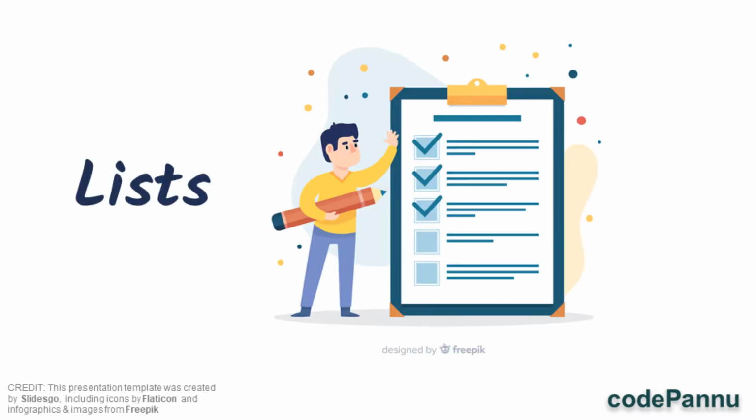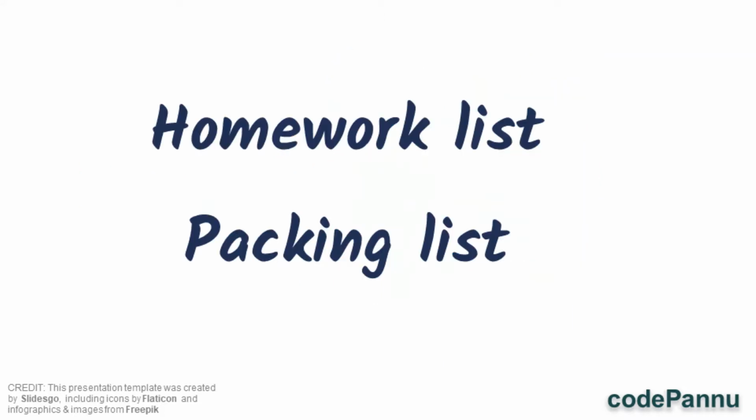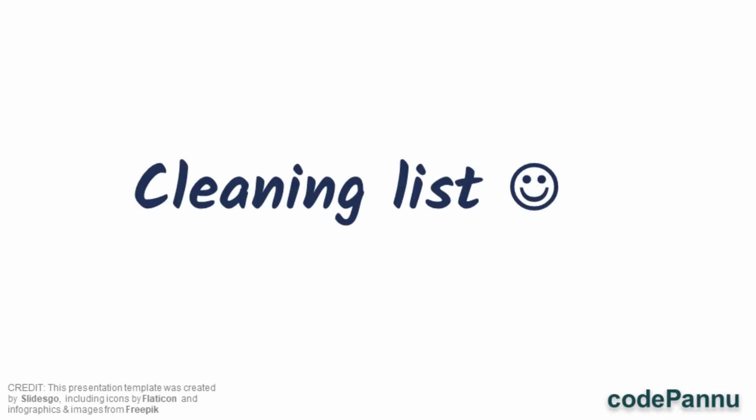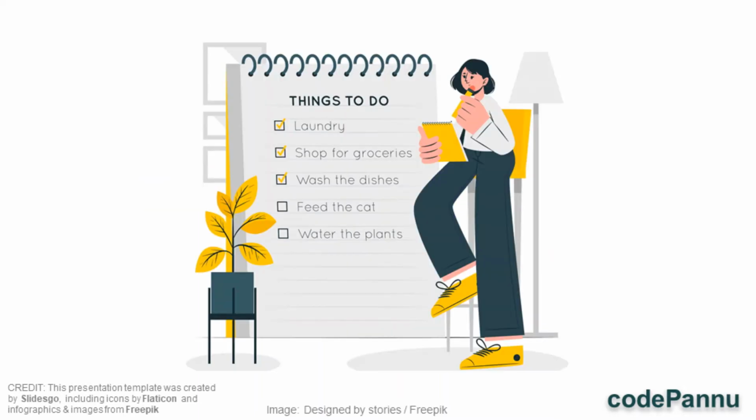We have seen vegetable list when our mother asks us to buy vegetables from the shop. Then we have also seen homework list, which our school gives us during holidays or weekends. We have also seen packing list, which we do when we are going on picnic. And I'm sure your mom has given you cleaning list to clean your school bag, shoes, your room, make your bed, etc. Correct? So a list has a set of values or a set of items.